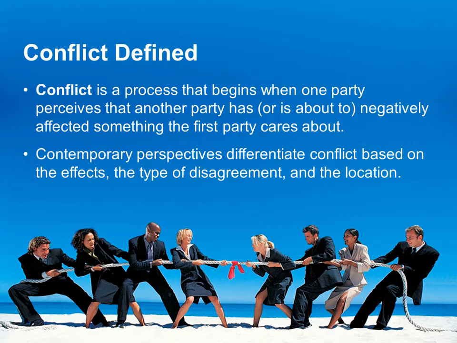When researchers first started studying conflict, they categorized it as either good or bad. And most of the time, the conflict was thought to be bad. Today's experts look at conflict a little bit differently. They tend to categorize conflict according to a variety of different factors. Everything from its effects, whether it's functional or dysfunctional, the type of disagreement, whether it's related to the task, the process, or relationships, and the location of the conflict, whether it's between 2 people, within the group, or between 2 groups.